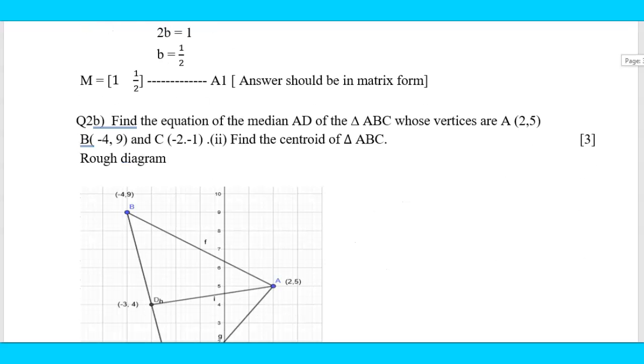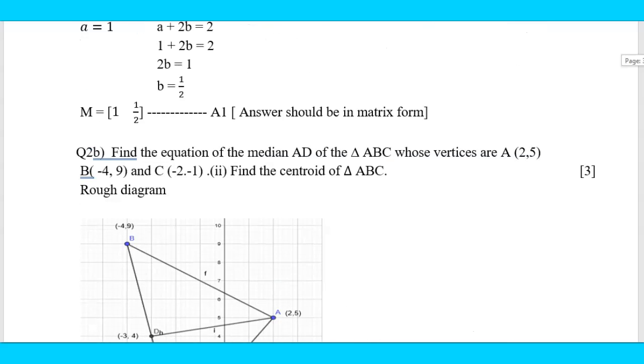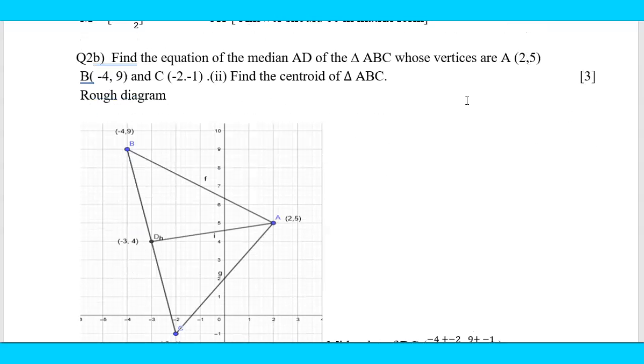Question number 2B. Here we have to find the equation of median AD of triangle ABC. The vertices are given as A, B and C. The coordinates of the vertices are given. I've just plotted them in a graph.